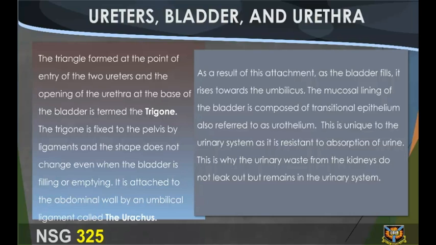The mucosal lining of the bladder is composed of transitional epithelium, also referred to as urothelium. This is unique to the urinary system as it is resistant to absorption of urine. This is why the urinary waste from the kidneys does not leak out but remains in the urinary system.